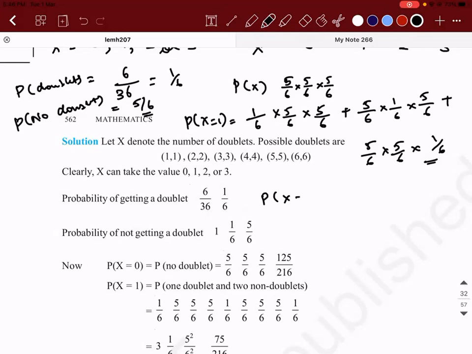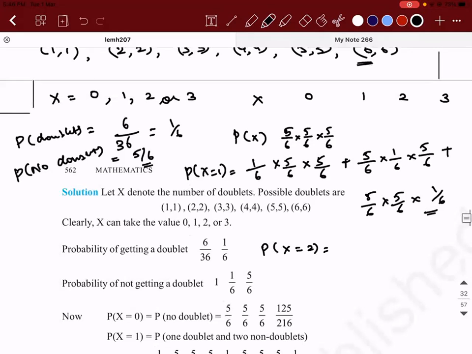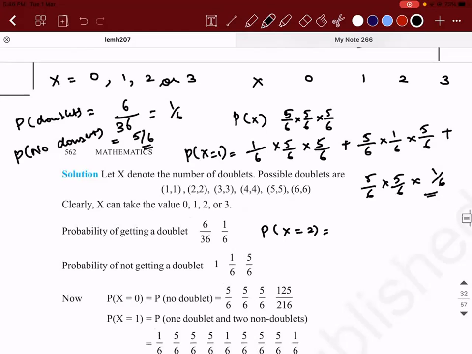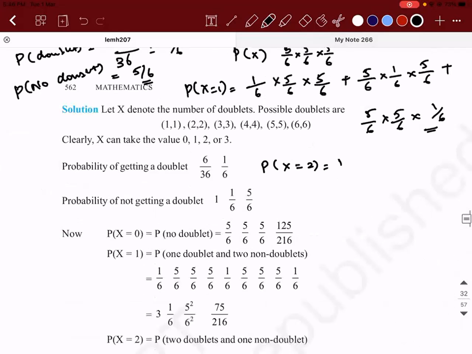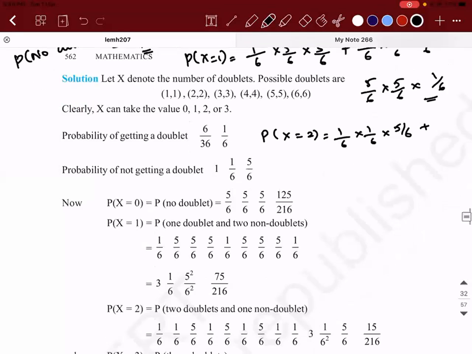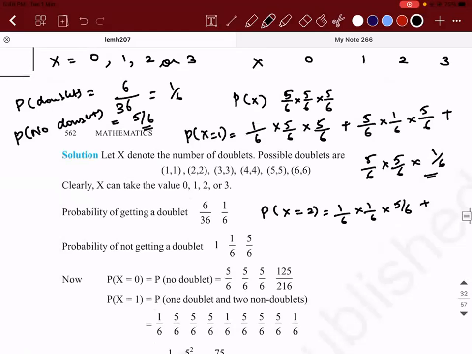So what about the probability value for X equal to 2? You guys tell me. First time you get one, 1 by 6, second time you get one, and third time you will not: 1 by 6 into 1 by 6 into 5 by 6. Or the same thing in 3 arrangements, 5 by 6 into 1 by 6 into 1 by 6. Correct?